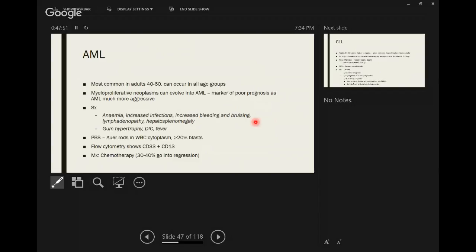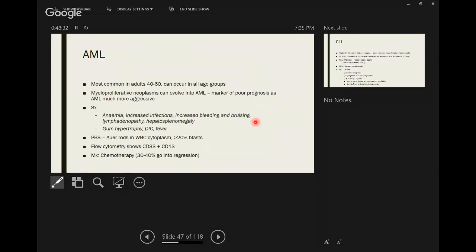AML is most common in adults 40 to 60, but can occur in all age groups. Myeloproliferative neoplasms can evolve into AML, and it's a fairly poor prognosis, as AML is fairly aggressive. You get anemia, increased infections, increased bleeding, bruising, lymphadenopathy, hepatosplenomegaly. You can also get gum hypertrophy. That's a bit of a buzzwordy one, and fever. In your peripheral blood smear, you see Auer rods in the white blood cell cytoplasm, and more than 20% blasts on your bone marrow biopsy. Flow cytometry shows CD33 and CD13.